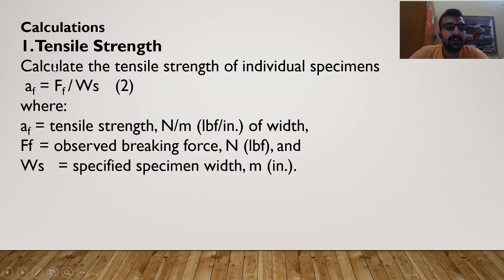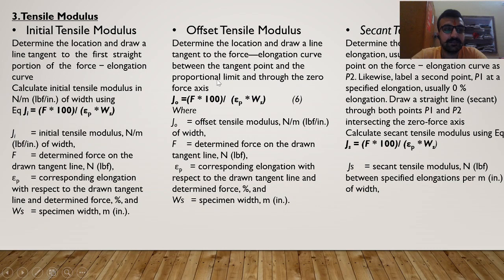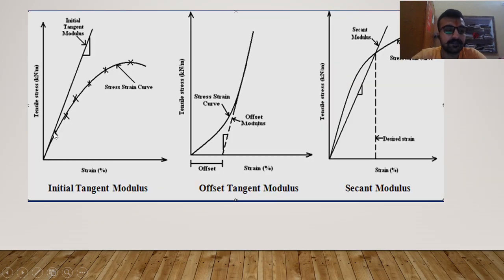The tensile strength will be calculated using this formula. The tensile strength is directly based upon the breaking force and the specimen width. And elongation will be calculated using this formula, which depends upon these parameters, as you can see. Only if required or asked by the manufacturer, we will calculate the tensile modulus, which will be initial tensile modulus, offset tensile modulus and secant tensile modulus. These moduli are calculated using this equation and plotting on the graph. We will draw a straight line like this, joining the first point of the straight line.